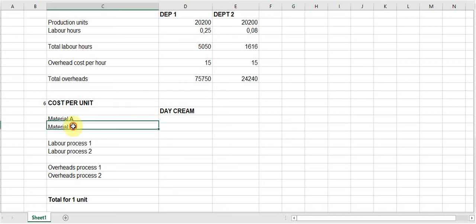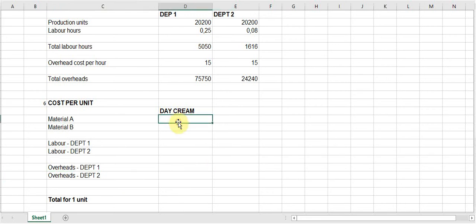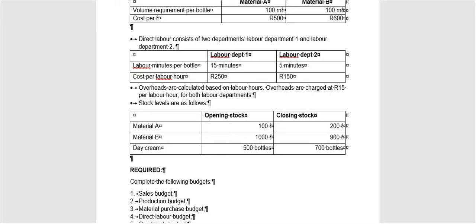Let's look at material A and material B. Then for the labor, we will now change it. It will be Department 1 and Department 2. Basically, I'm just customizing it. And for the overheads, it will also be Department 1 and Department 2.